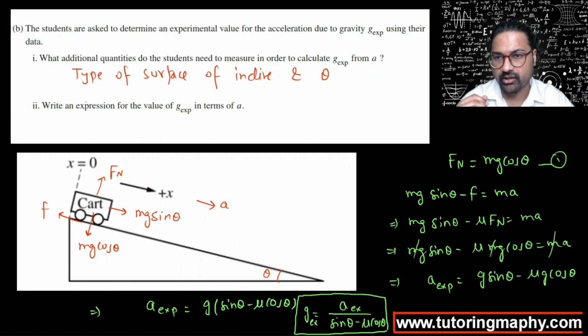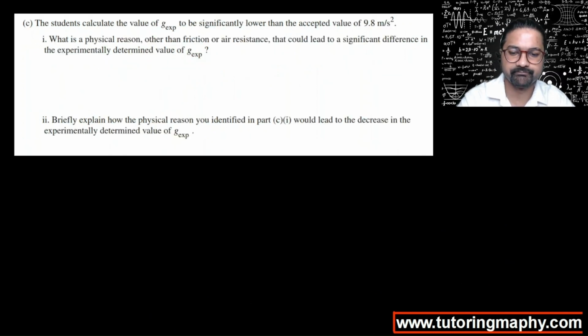All right. Write an expression for the value of g. We already did that. This is the expression for the value of g experiment in terms of a, which we already found. All right. I hope this makes sense.